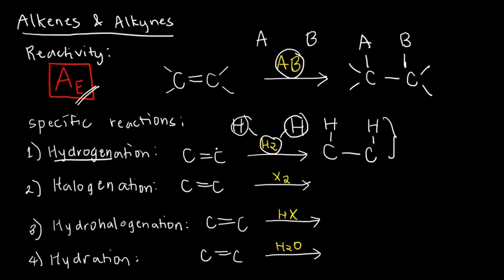Now, you start with an alkene, and after hydrogenation, you end up with this one. It's just a single bond, right? So that means the product of hydrogenating an alkene is just an alkane.